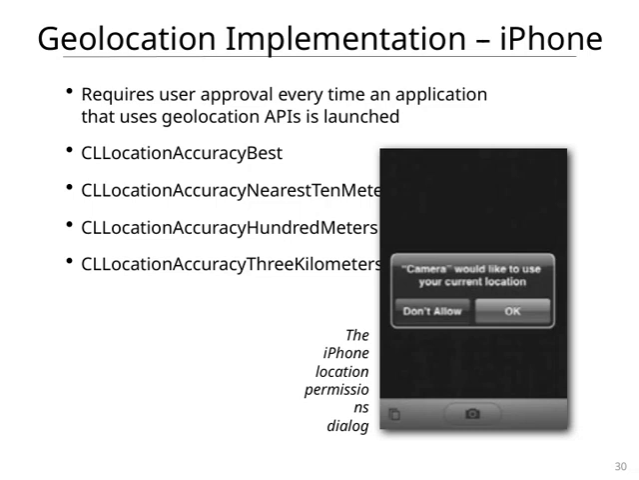All right, let's talk about how geolocation works specifically on the iPhone. When an app wants to access your location, it requires your approval each time you launch it.